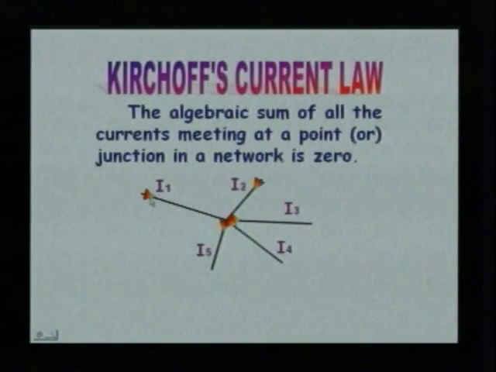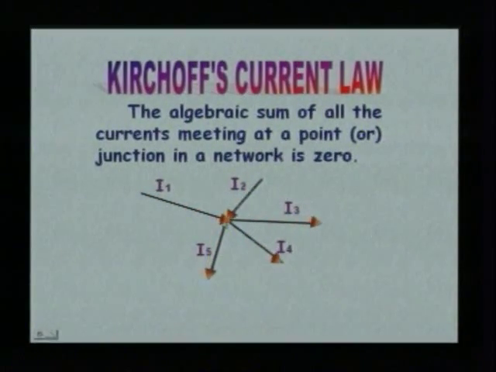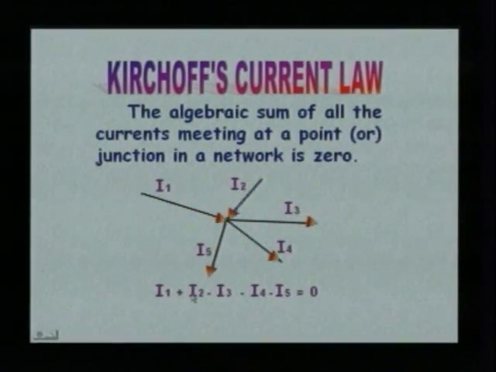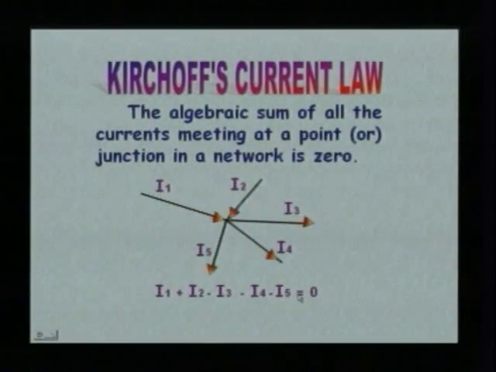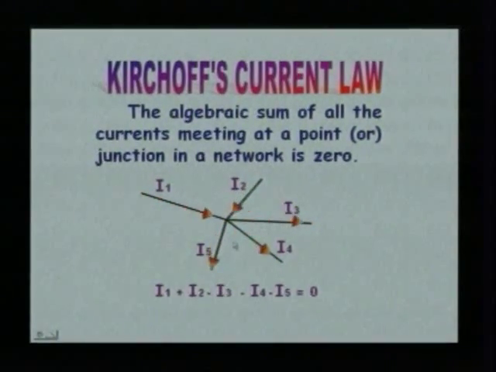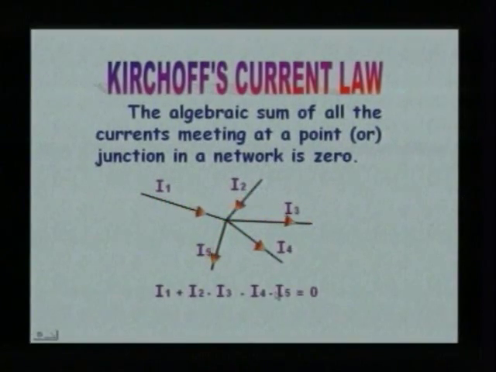As we said earlier, we have to bother about the current directions. If it is towards the junction, it has to be taken positive. If it is away from the junction, it has to be taken negative. If we observe the currents, they come and they leave. The currents that are flowing towards the junction should be taken as positive and the leaving must be taken as negative. So, we can state this equation as I1 plus I2 minus I3 minus I4 minus I5 is equal to 0. As we can see, both I1 and I2 are closing towards the junction, whereas I3, I4 and I5 are moving away from the junction. That is why we have taken it as negative. So, the entire algebraic sum is equal to 0.